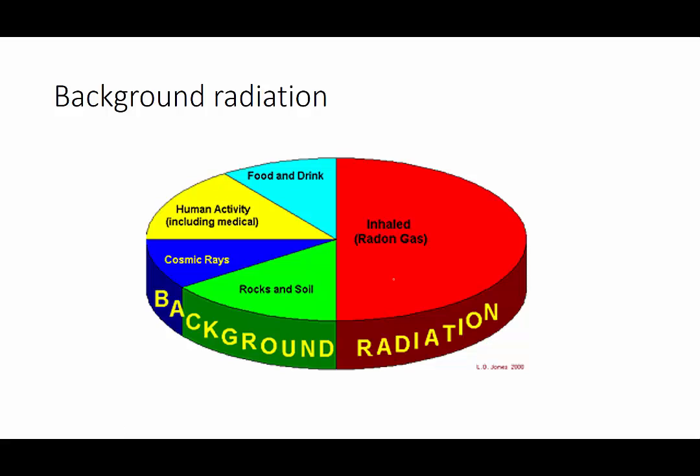Background radiation is the radiation that we're constantly being exposed to. Natural sources include food and drink, radon gas, rocks and building materials, and cosmic rays. Human or artificial sources are nuclear power, nuclear weapons, and medical sources, for example, medical tracers.